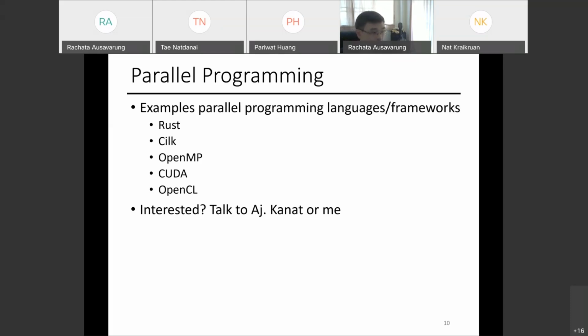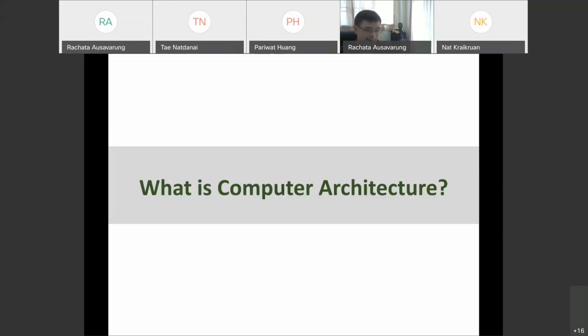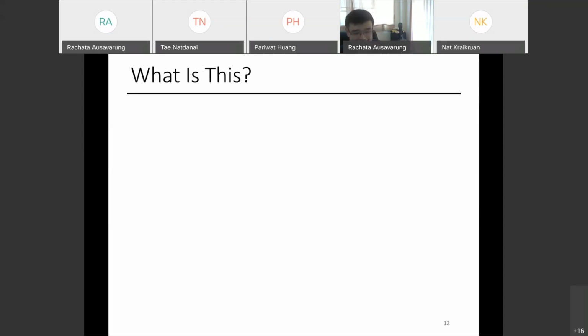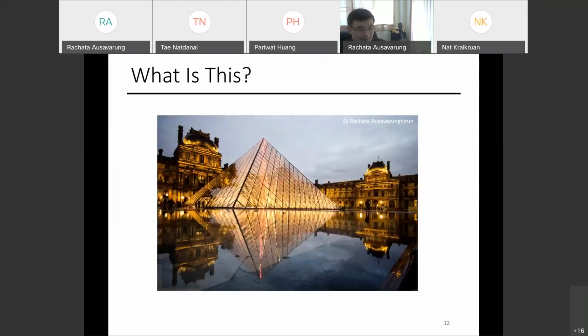What else? Okay, so now I'm going to talk about my own area. This is my comfort zone, architecture. So what is architecture? What is architecting? Do you know what it is?